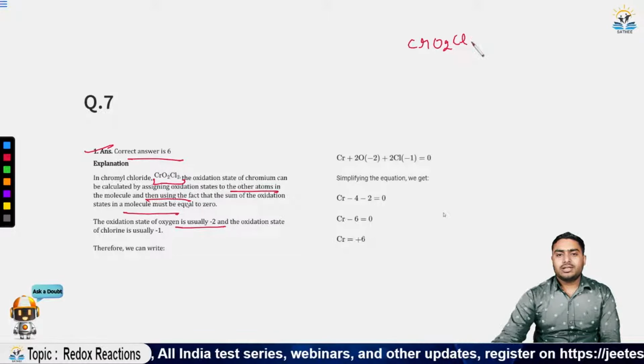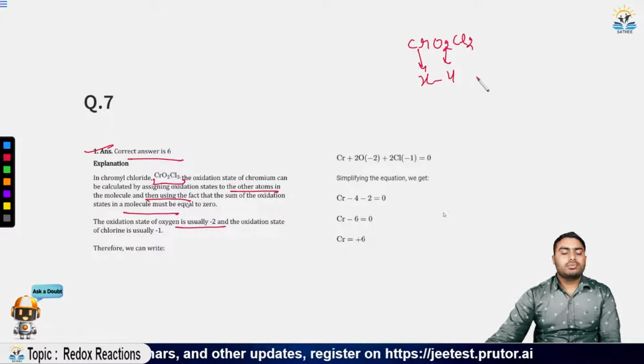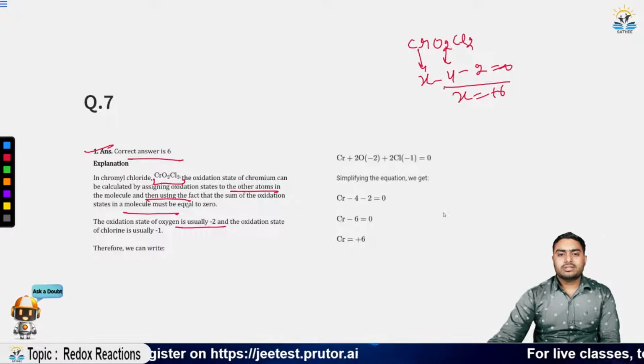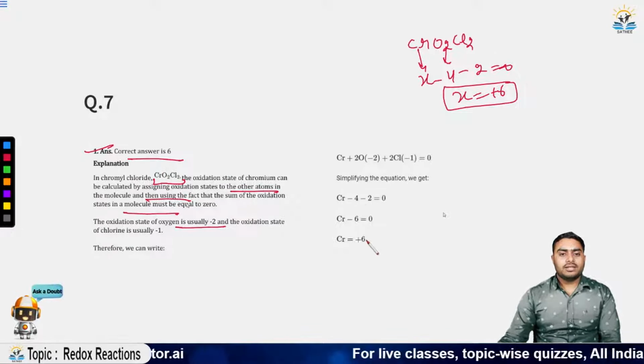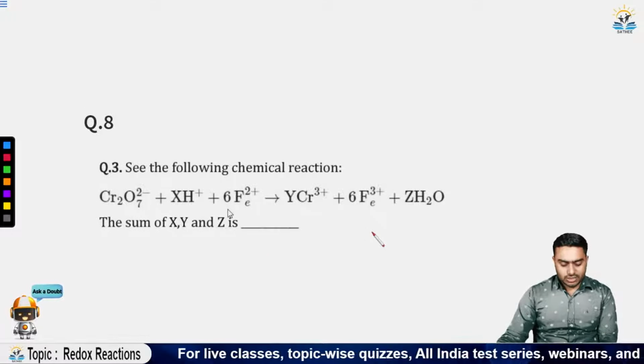For CrO2Cl2, you can assume x, and it comes out that x minus 4 minus 2 equals 0. The x value is +6. So the oxidation state of chromium in chromyl chloride is +6. This is question 7. Let's go to the next question.